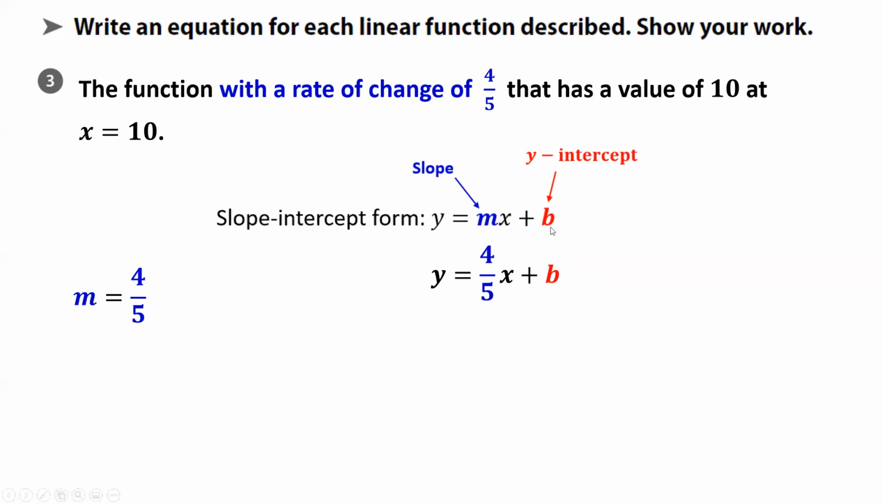Now to find the y-intercept, I have to use the other information they give me, which is a little more cryptic. It says it has a value of 10 at x equals 10. The piece in purple here is a little cryptic. What the piece in purple is actually describing is an ordered pair. They're saying when x is 10, when I plug in 10, the value I get out is also 10. So we're actually creating the ordered pair (10, 10). I can now plug these values into my equation. Instead of y, I'm going to plug in a 10. Instead of x, I'll plug in the 10.